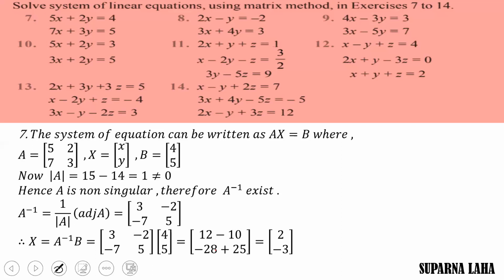I'm not explaining the multiplication, since it is just 2 multiply with 4, then 3 multiply with 4, then 2 multiply with 5, and then we are adding this. This is quite boring. So do this calculation and write down the answer. So x is what? x is 2 and y is minus 3. So this is the solution of the system.